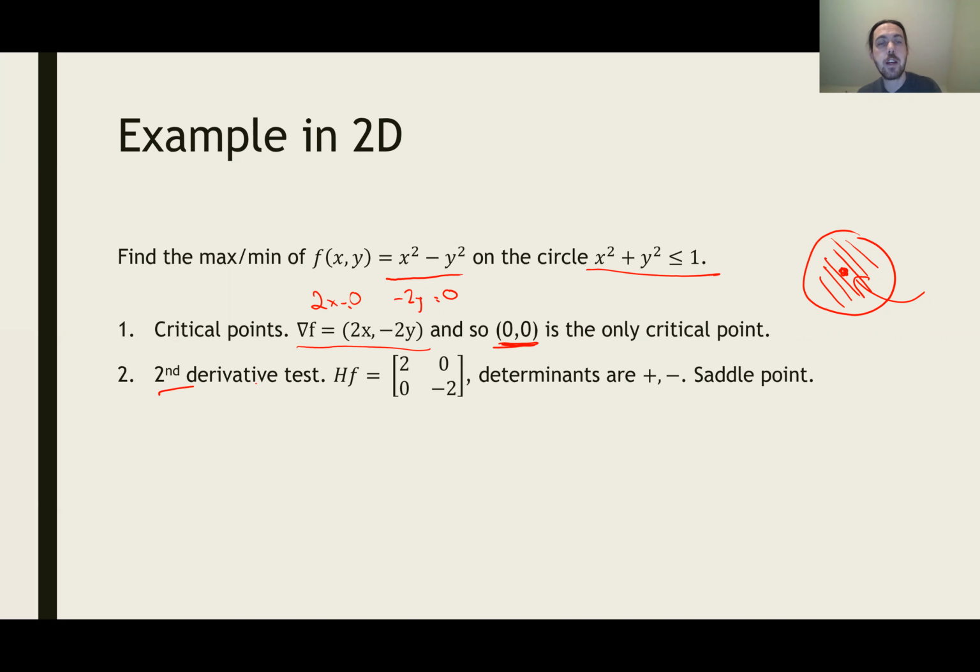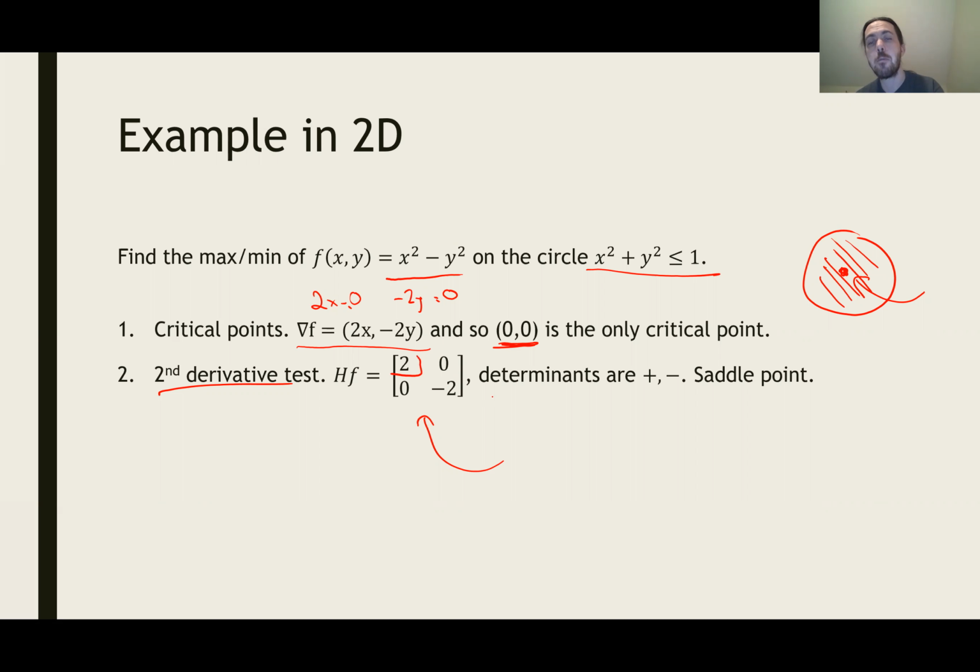And we can apply the second derivative test. Let's look at the Hessian. The Hessian is the matrix of second partial derivatives. The derivatives of 2x are 2 and 0. The derivatives of minus 2y are 0 and minus 2. And so this is our Hessian matrix: 2, 0, 0, minus 2.